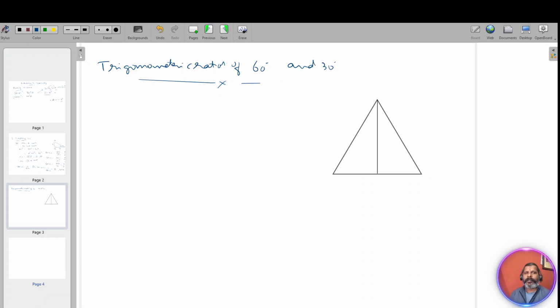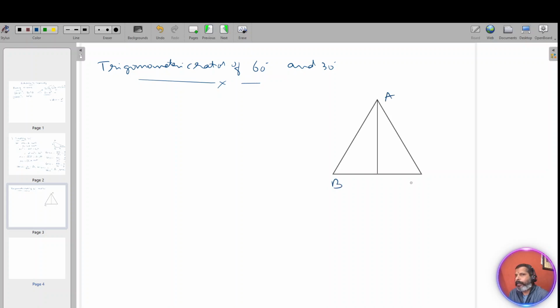Hello students, in this class we'll see trigonometric ratio values for 60 degrees and 30 degrees. That is, sin 30 is how much, cos 30 is how much, tan 30 is how much, or sin 60 is how much, cos 60 is how much, tan 60 is how much. Okay, for that, let's start.